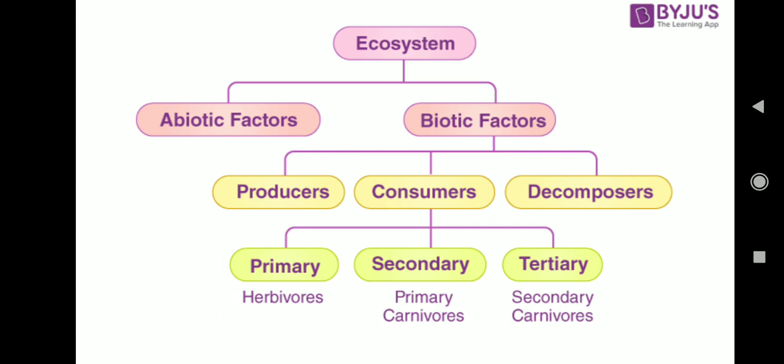Biotic factors are again divided into three main components: producers, consumers, and decomposers. Consumers are again divided into three main types: primary consumers, secondary consumers, and tertiary consumers. The primary consumers are always herbivores, that means plant eating animals. Secondary consumers are primary carnivores, they feed upon the herbivores. Tertiary consumers are the top carnivores like lion and tiger.